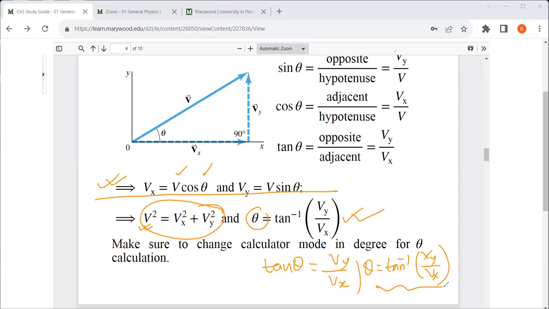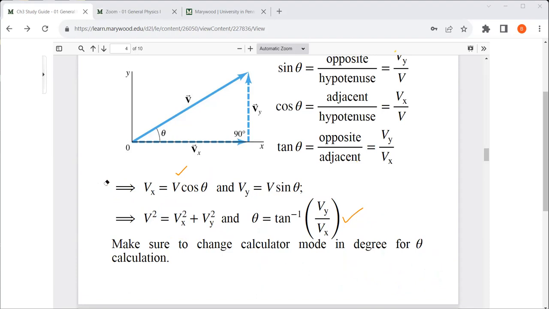Here you have to be careful when you calculate theta. Make sure you change the calculator mode to degrees. Sometimes students forget to do that, and then what they calculate is the angle in radians. That is not what we want here. We want the angle in degrees. So when you calculate theta, make sure you change your calculator mode to degrees.